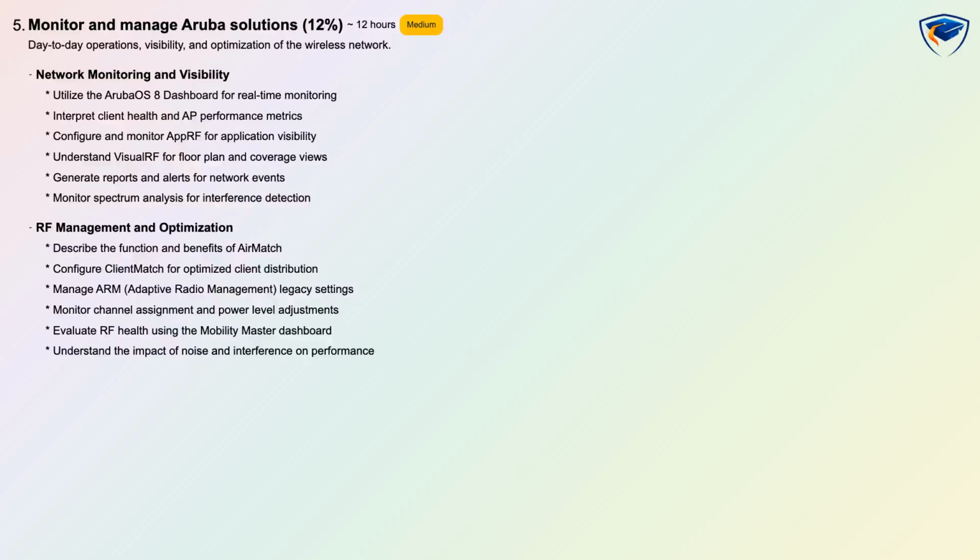RF management covers AirMatch benefits, ClientMatch for client distribution, ARM legacy settings, channel and power adjustments, monitoring spectrum analysis for interference, and evaluating RF health from the Mobility Master dashboard so you can optimize performance.